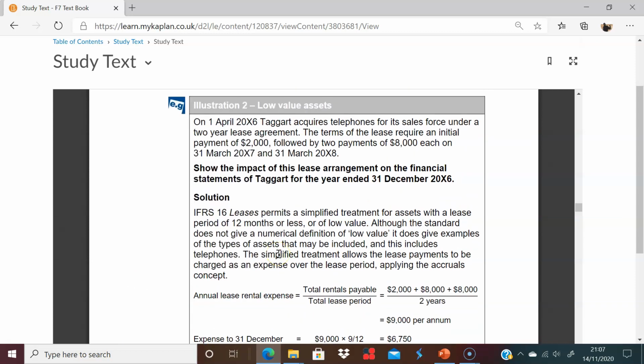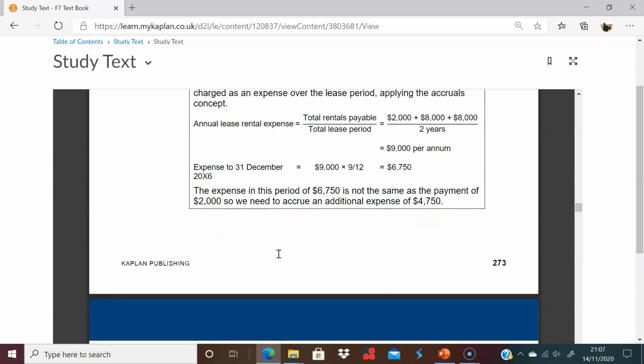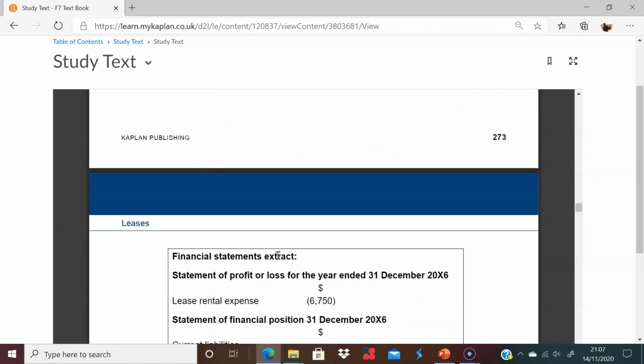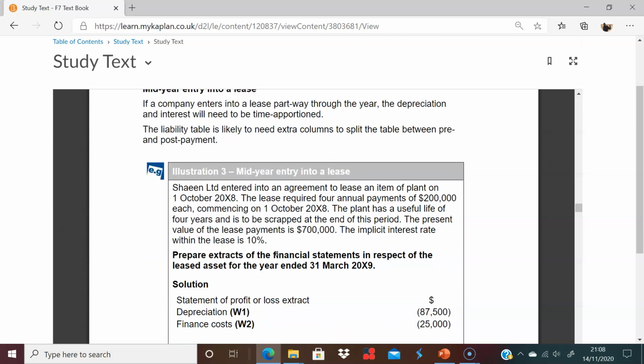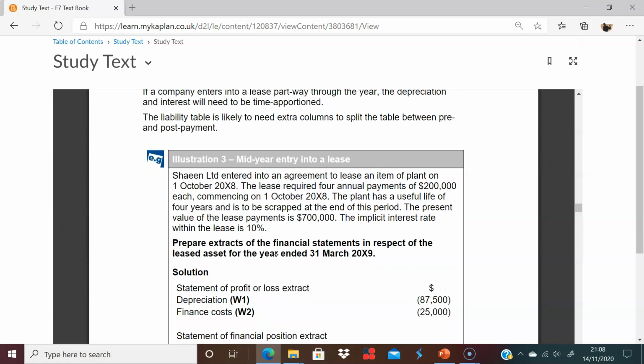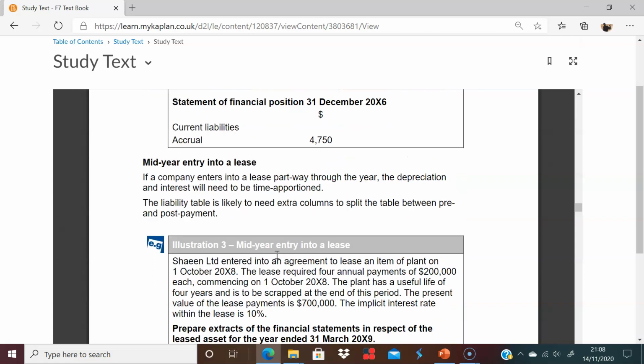You've paid 2 grand so far. So by December, you need to accrue another 4,750 to get it back up to scratch. So your lease rental payment is 6,750, and you have put through an accrual of 4,750.